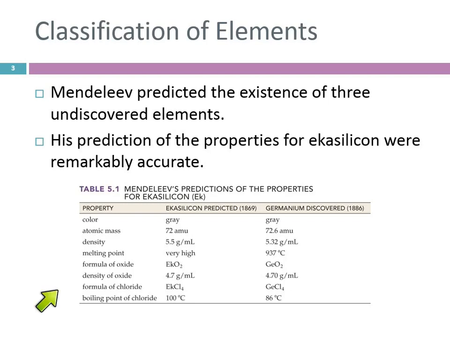And here's his prediction for what he called Eka silicon. Eka is a prefix that means below, so it was below silicon on his table. These are the predicted values: color, atomic mass, density, melting point, etc. And then this was discovered years later. He predicted in 1869. It was discovered in 1886. It was named germanium, and his predictions are remarkably accurate.